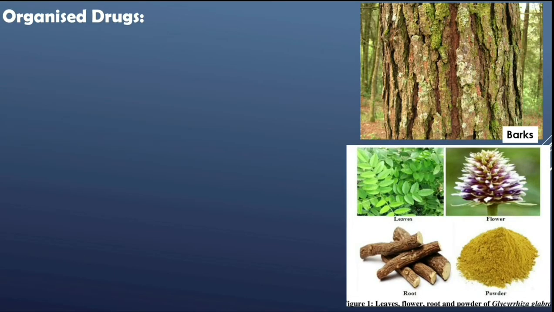Now we will discuss in detail the organized drugs. Organized drugs are obtained from the direct parts of the plant and contain cellular tissues, for example, rhizomes, barks, leaves, entire plants and fibers, etc. Now we will see the different parts of the plants which are used as drugs and their examples. First of all, we will see the woods. Examples of woods used as a drug are quassia, sandalwood, red sandalwood, etc.